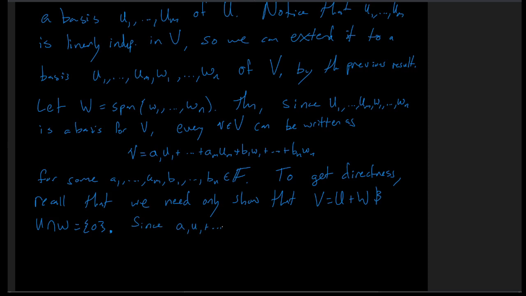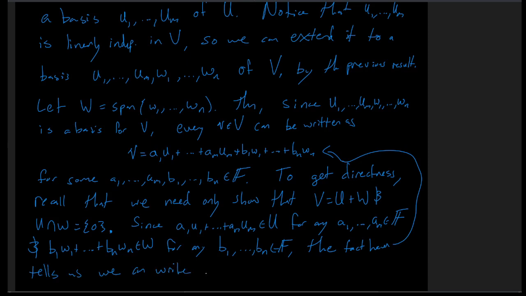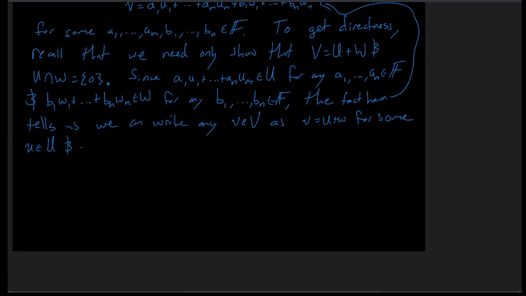Since A1 U1 plus dot dot dot all the way down to AM UM is in U for any A1 through AM in the field, and B1 W1 through BN WN is in W for any B1 through BN in the field, the fact here tells us we can write any V in V as V equals U plus W for some little u in big U and little w in big W. Hence, V is equal to the sum of U and W, those two subspaces.